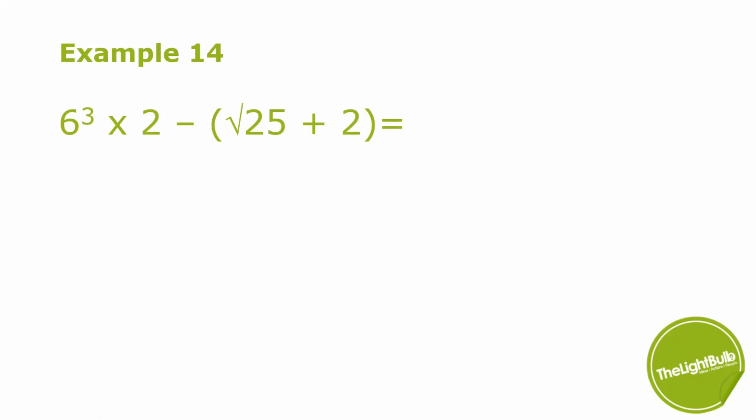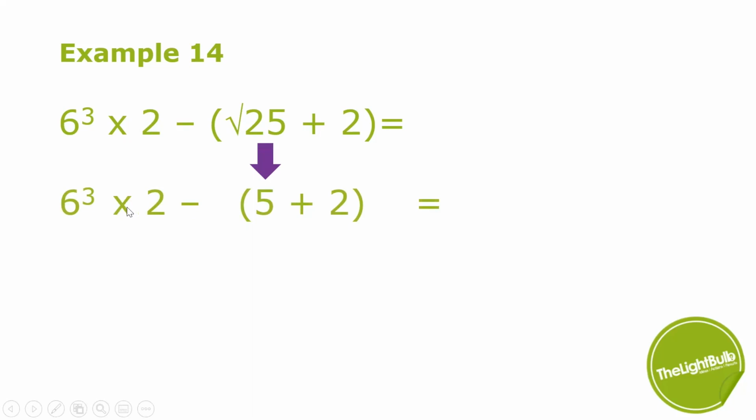Okay, so what have we got here? We've got brackets, which of course need to be done first, but within the brackets, we've got an indices noted. So, that's the square root of 25 plus 2. So what do we need to do first? Well, we have to do the indices which are inside the brackets first, because without working out that, we can't actually work out what the brackets are. So the square root of 25 is 5.